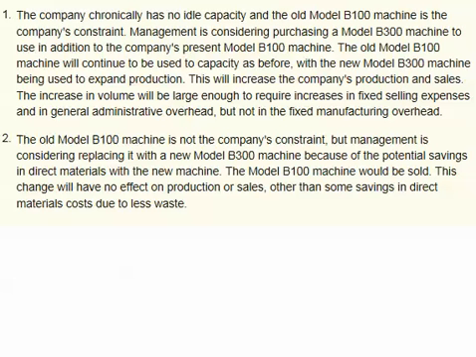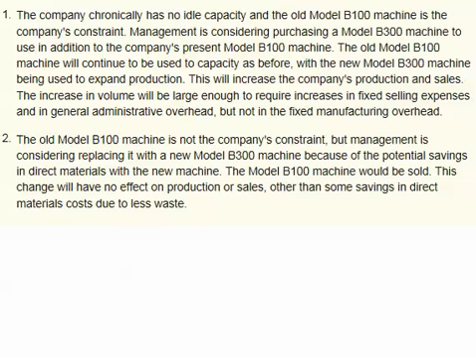The old B100 will continue to be used to capacity as before, with the new model B300 machine being used to expand production. So this will allow us to increase production and sales. And the increase in volume will be large enough to require increases in fixed selling expenses and general administrative overhead, but not fixed manufacturing overhead.